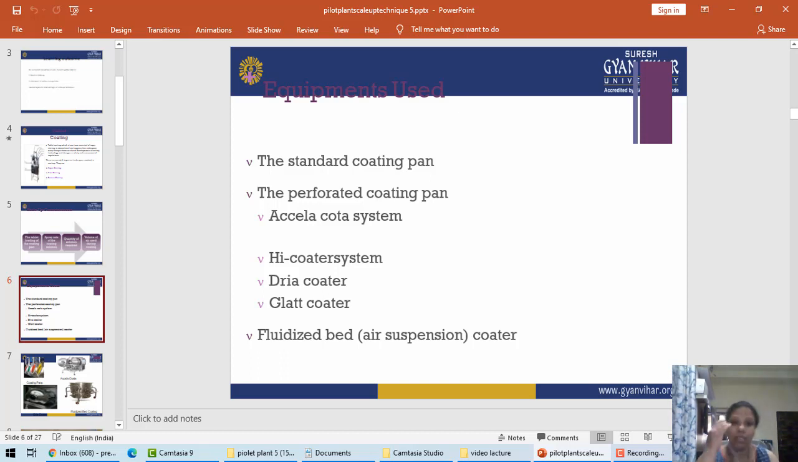Okay, so if we talk about the perforated coating pan, there are four types of perforated coating pan. In this, the Accela coater system is there. Other than that, the Hi-Coater system is there, the Driacoater is there, the Glatt coater is there. So there are different types of equipment which we can use for the coating.